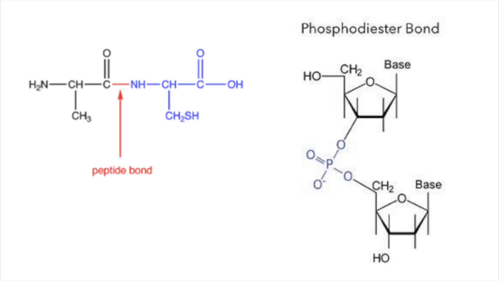On the right is an example of a phosphodiester bond, shown in blue. The phosphodiester bond connects the 3' carbon of a nucleotide to the 5' carbon of another. This should sound familiar, as these types of bonds connect nucleotides together in DNA strands.